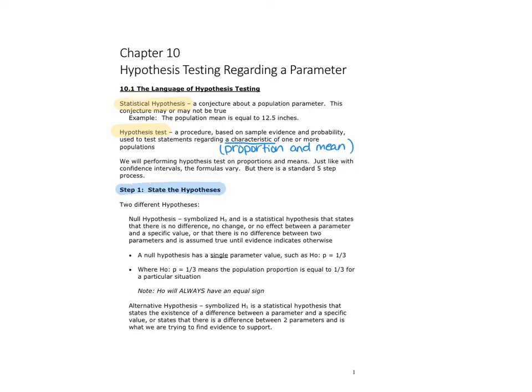Step 1 is to state your hypotheses. There are two different types of hypotheses. We have our null hypothesis and our alternative hypothesis. The null hypothesis is symbolized H0 and is a statistical hypothesis that states that there is no difference, no change, or no effect between a parameter and a specific value, or that there's no difference between two parameters, and is assumed to be true until evidence indicates otherwise.